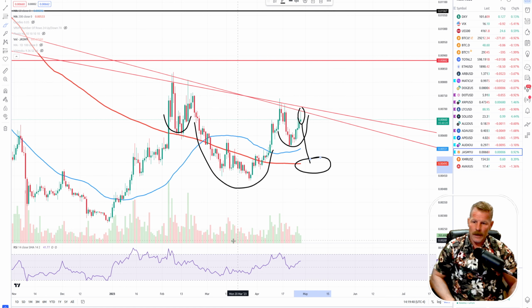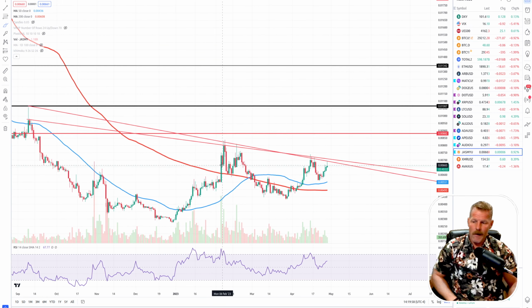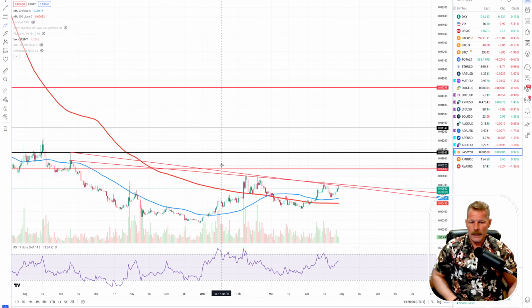An entry there would be a remarkable entry for a long, because if we are truly going to a penny like this chart shows, you're looking at more than doubling your money. That's 150% profit in Jasmy if it pans out the way that the chart is showing. So there's your Jasmy analysis.